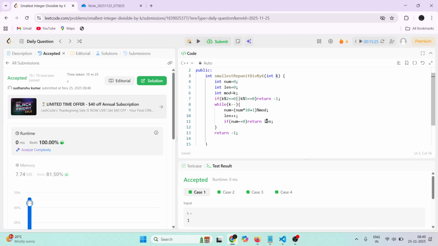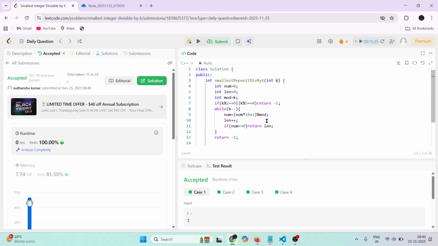okay. Now if we talk about the complexities, we have not used any extra space, but one loop is there which is going to iterate k times. So this is big O of k, or big O of n operations.